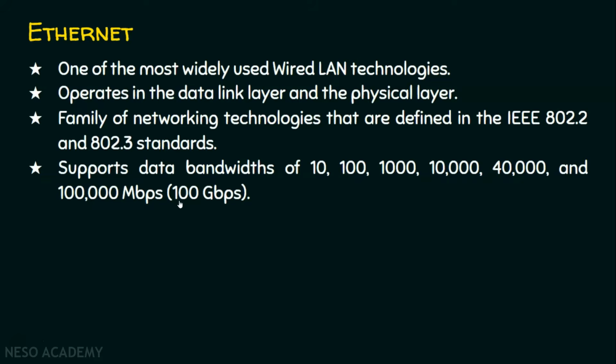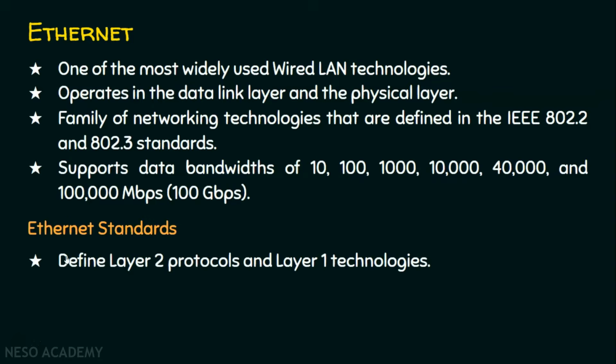Now let's see the Ethernet standards. Ethernet defines layer 2 protocols and layer 1 technologies. In layer 2, we call it the Ethernet protocol. In layer 1, it is Ethernet technology, which deals with the physical layer, the Ethernet cables. We have various categories of Ethernet cables. We will see the various categories of Ethernet cables in the upcoming lectures. For the time being, we will know this defines layer 2 protocols and layer 1 technologies.